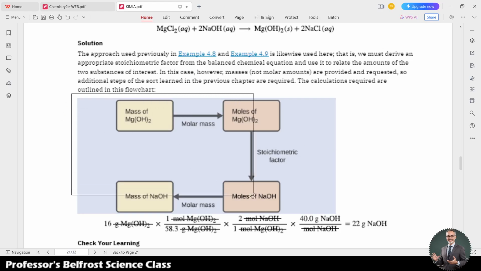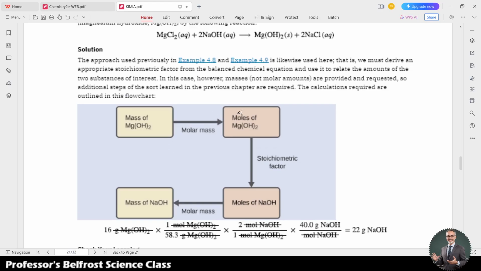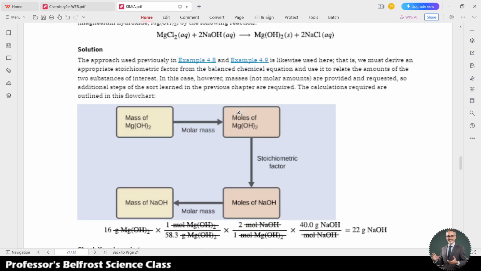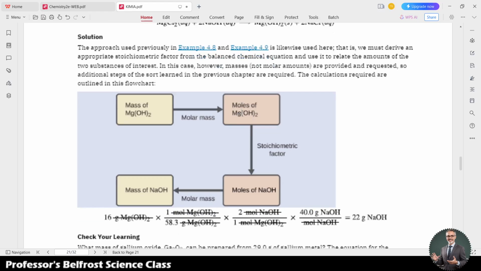Okay, so here's the flow chart that we need to follow to solve this problem. In this case, masses are provided and requested, so additional steps are required in the procedure. First, we need to find the moles of the magnesium hydroxide, but it can only be done if we convert it first, right?